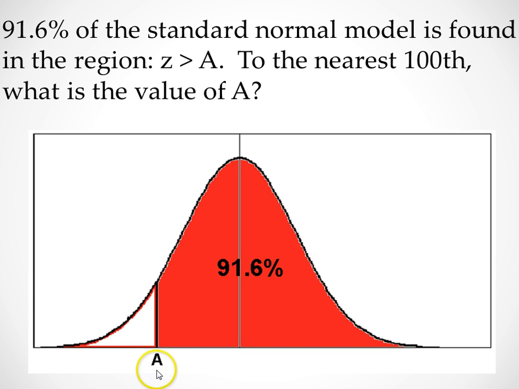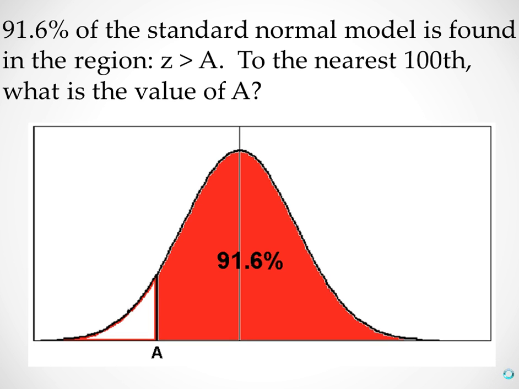I knew that a was somewhere below the mean because I know that 50% of the values fall greater than the mean. That means 91.6% means the z-score I'm looking for has to be less than the mean, because it's 50% plus something else. Now, to do this problem, we have to find that something else.